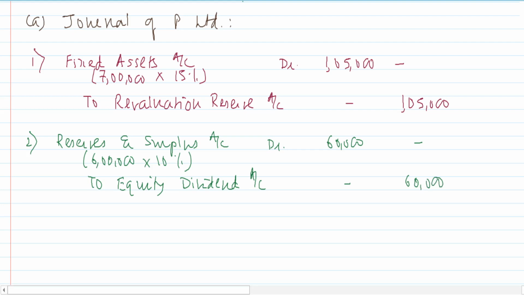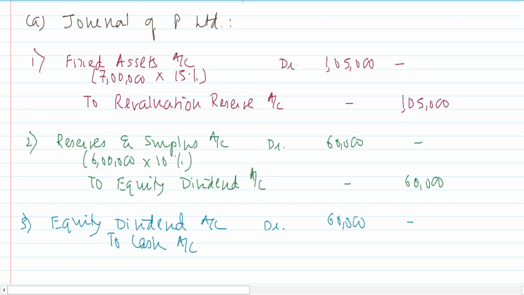In continuation of the same, we will pay the dividend in cash now. Equity dividend account debit to cash account or to bank account, whatever you say, 60,000. So this is considering the transactions before we acquire Q Limited, right? If you're still writing, you can pause the video here.